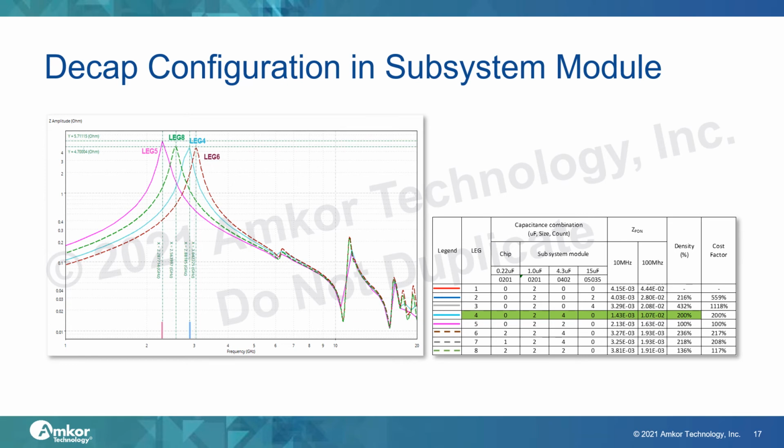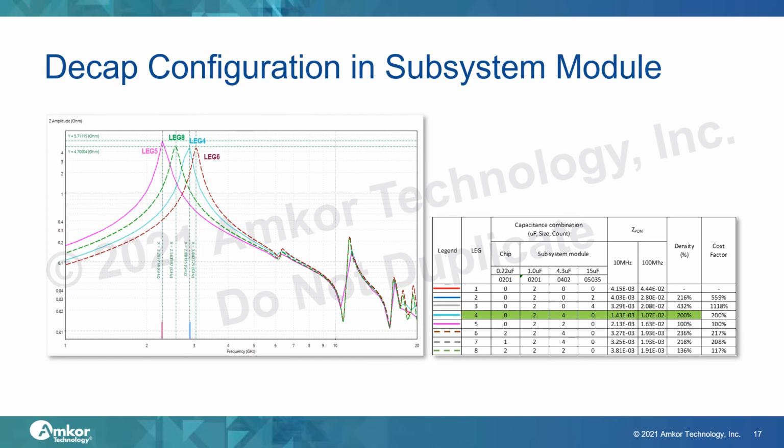We found that leg number 4 is the optimum set of capacitors based on package density and cost factor, as shown in this table. Leg number 5 could be the second set of capacitors. The difference between leg number 4 and number 5 in this plot is around 1 ohm, and leg number 4 pushes the peak impedance up to 2.28 to 2.88 GHz.